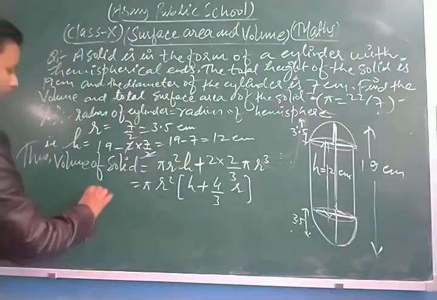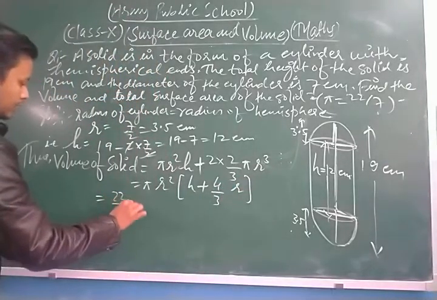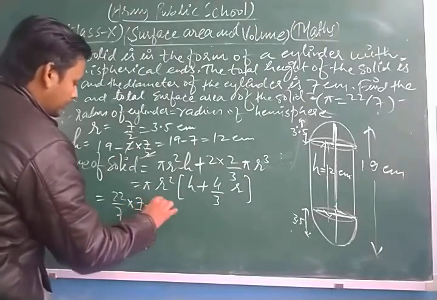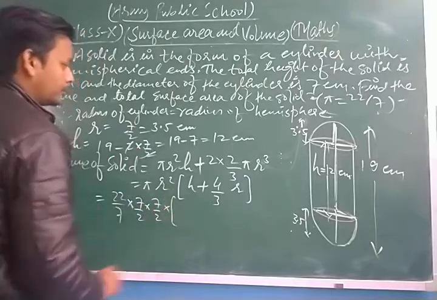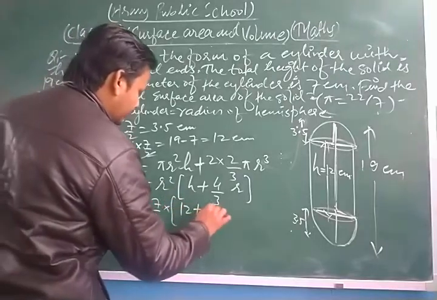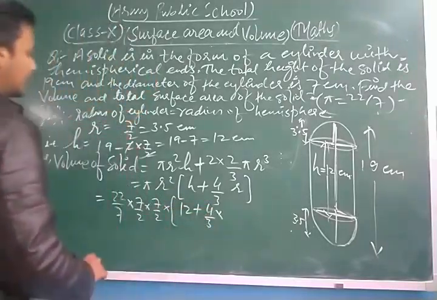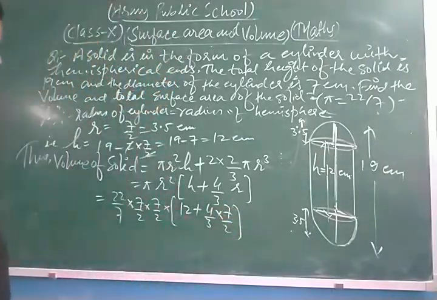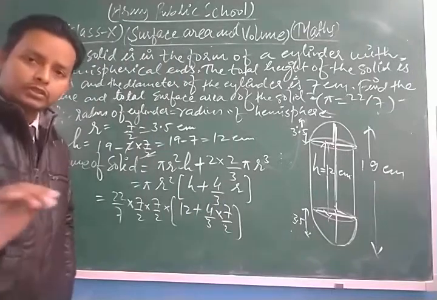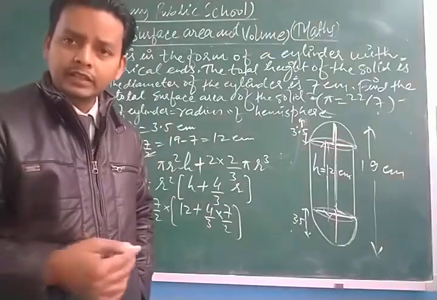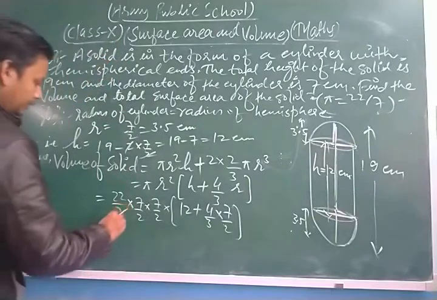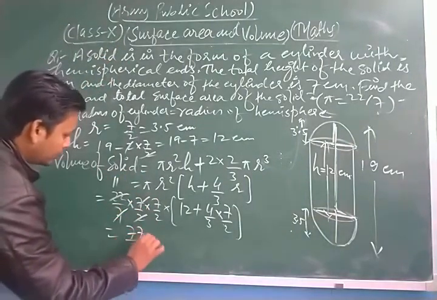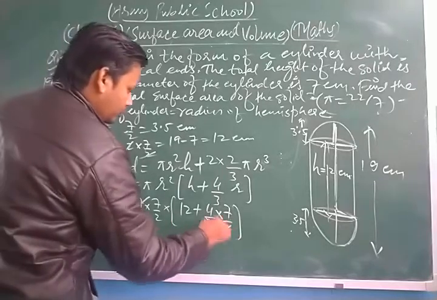Now we put all the values. This is 22 upon 7 into r square, where r is 7/2 into 7/2, into h which is 12, plus 4/3 into r, which is 7/2. Now we just simplify them. Look, 7 cancels, this is 11, this is 77 upon 2 into... 2 twos are 4.